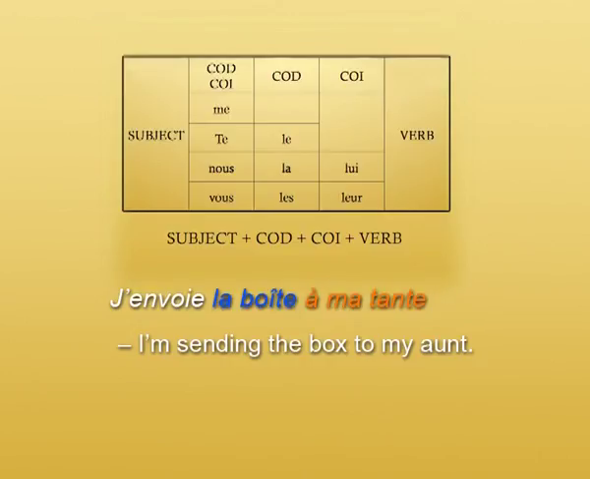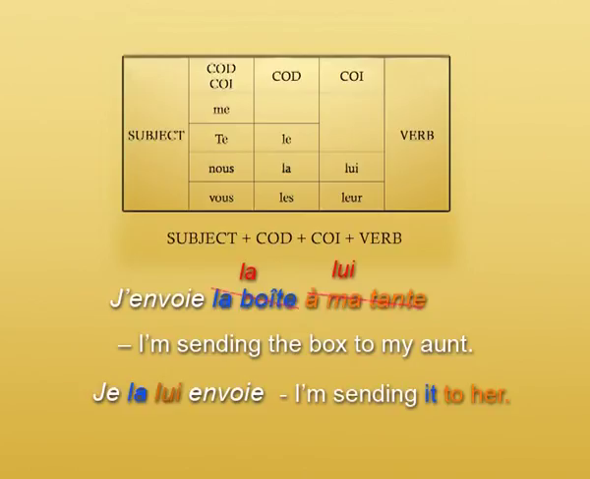In this sentence, la boîte is the direct object and à ma tante is the indirect object. So when we replace the objects with the appropriate object pronouns, la boîte will be replaced with la and à ma tante will be replaced with lui, because the indirect object is third person singular. J'envoie la boîte à ma tante becomes je la lui envoie. I am sending it to her.